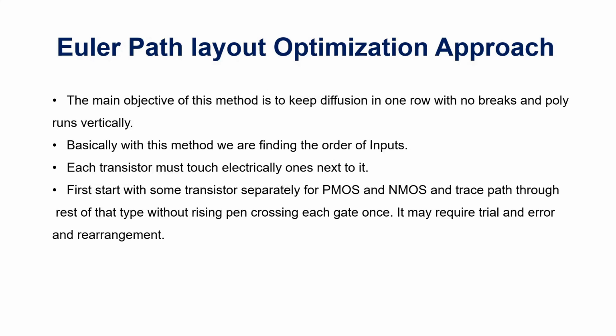The rule is that each transistor must touch electrically once next to it. First start with some transistors separately for PMOS and NMOS and trace the path through the rest of the transistors without breaking, crossing each gate once. This is the rule. It may require trial and error and rearrangement. So let us see graphically how we can optimize the Euler path.